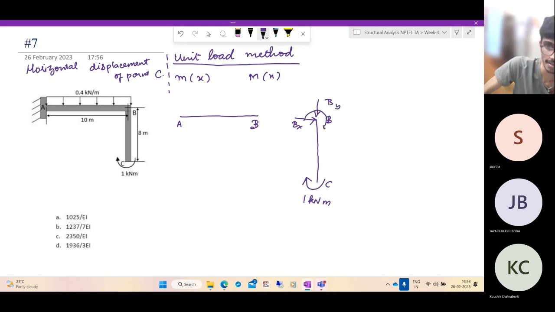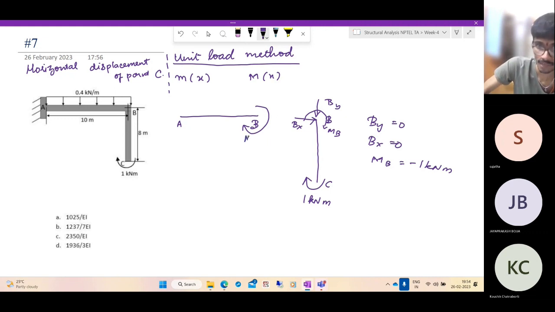And a moment, Mb. But if you draw the free body diagram for this and write down the equilibrium equations, there is no vertical force, which means By is 0, Bx is 0, there's no horizontal force, and Mb you will get as -1. So it is hogging. So reverse the sign here. At B, since it is a connected joint, exactly the same resultants will be transmitted here. So here you have 1 kilonewton meters hogging, and this end is cantilevered with a uniformly distributed load.